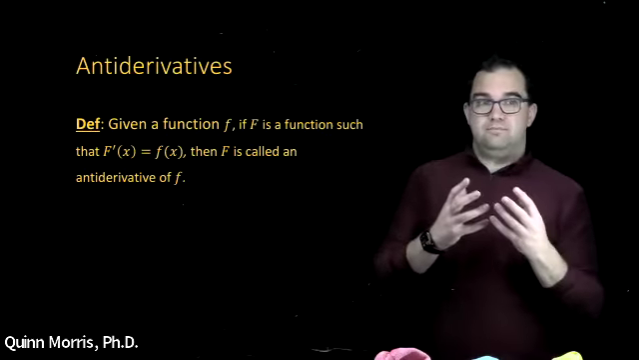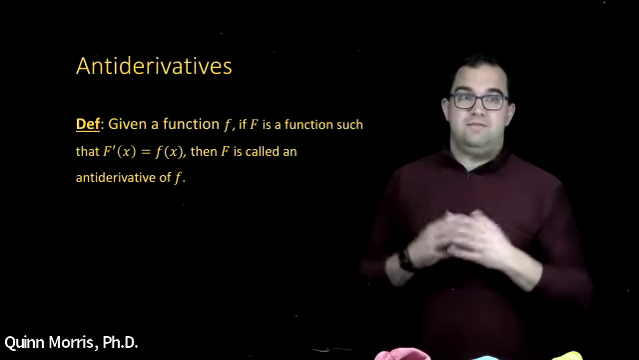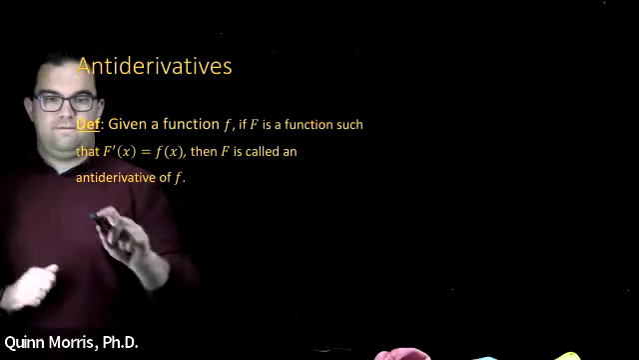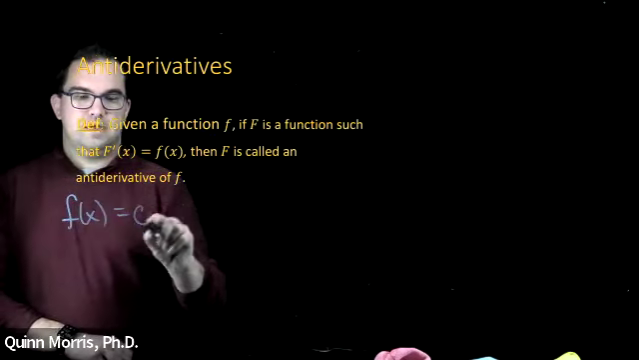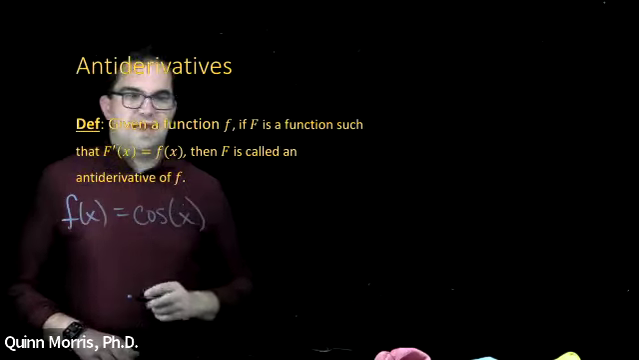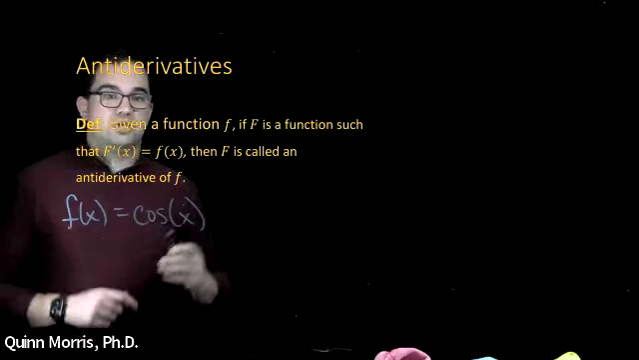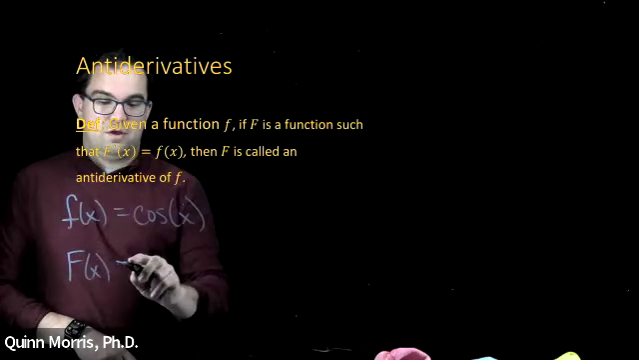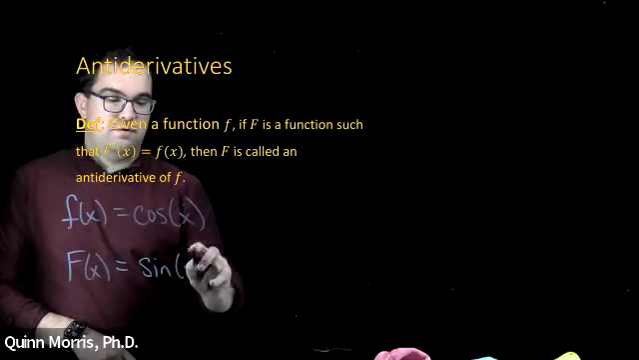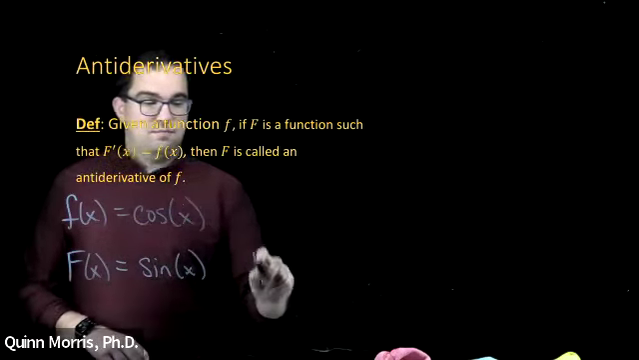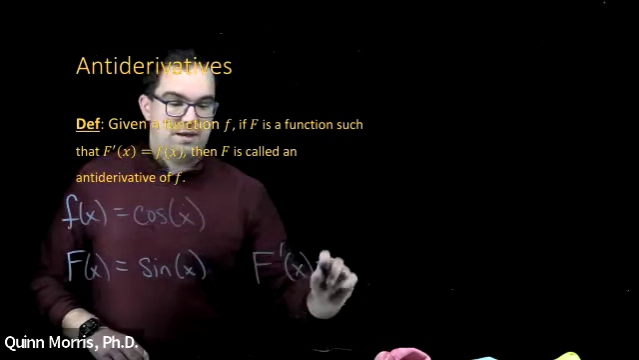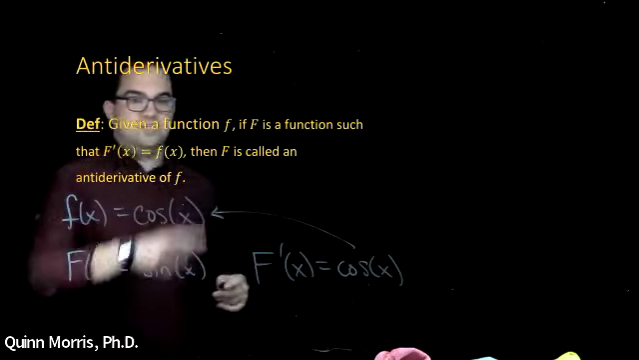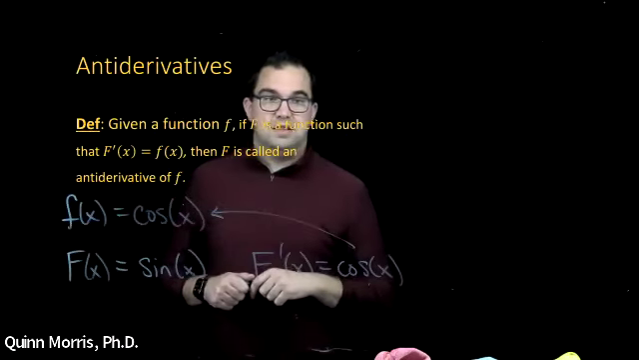So if you're given a function, say you're given the function cosine of x, so you've got f of x, say, is cosine of x, then the antiderivative of that function is a function whose derivative is cosine of x. So it's like differentiation, but in reverse. So its antiderivative is simply sine of x. Why? Because if I look at capital F prime, the derivative of sine is cosine. And so when I differentiate that, I get back to the function little f.